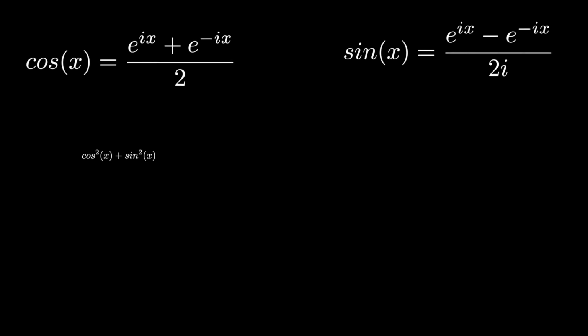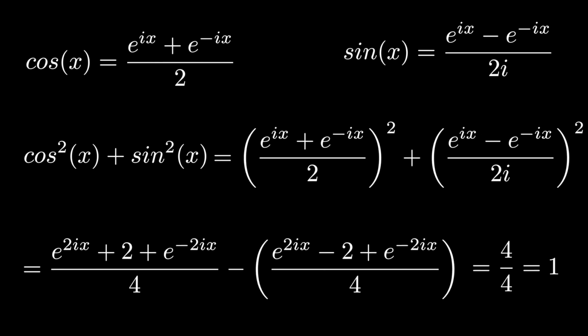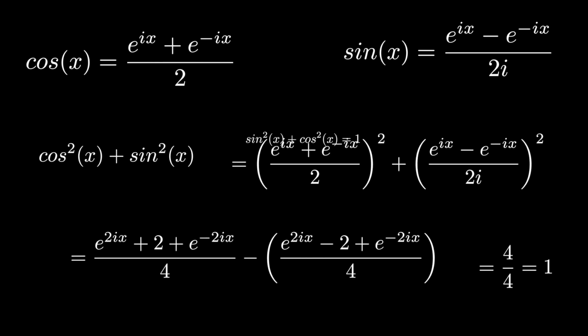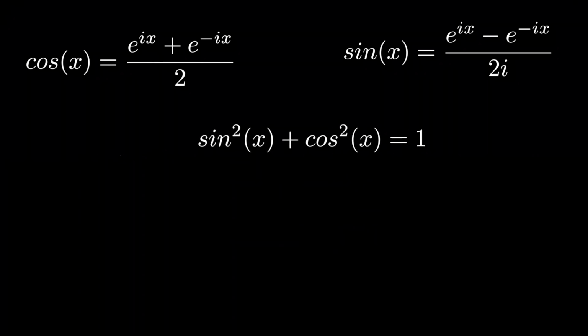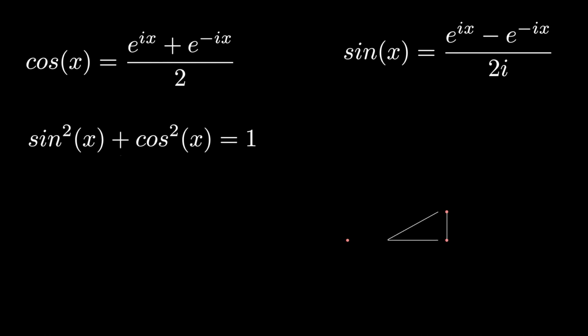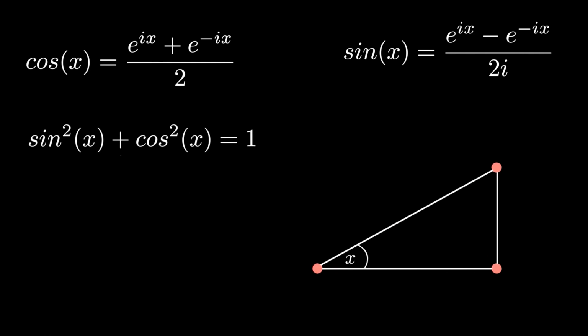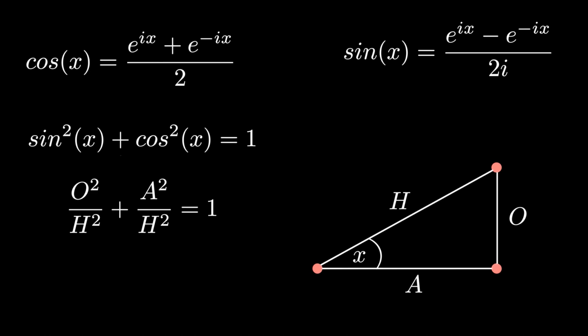Now lastly, let's compute cosine squared x plus sine squared x. After some simple algebra, we find that it's equal to 1, so sine squared x plus cosine squared x equals 1. Using the definition of sine and cosine in relation to a right-angled triangle with angle x, opposite side O, adjacent side A, and hypotenuse h, O squared over h squared plus A squared over h squared equals 1.